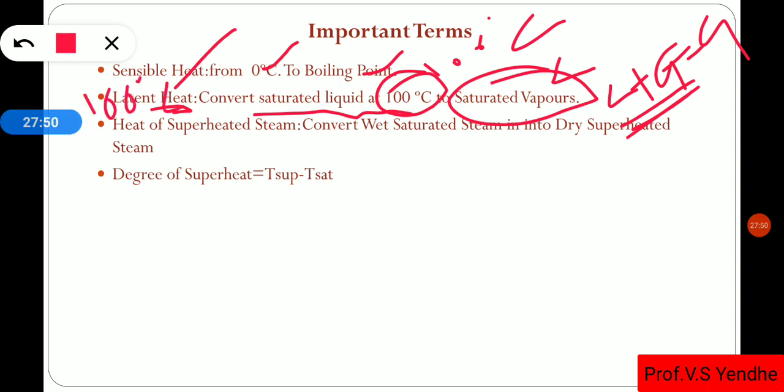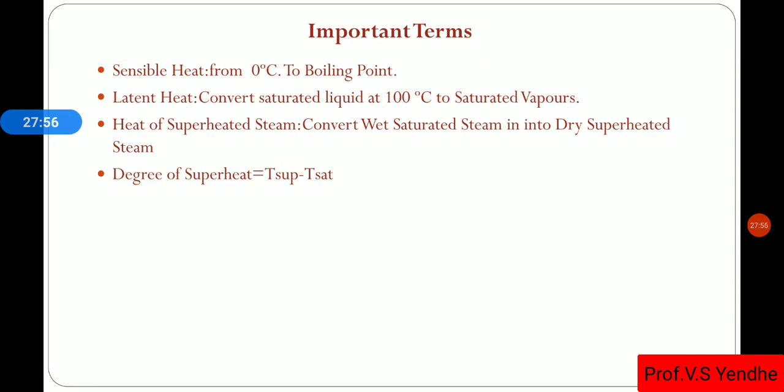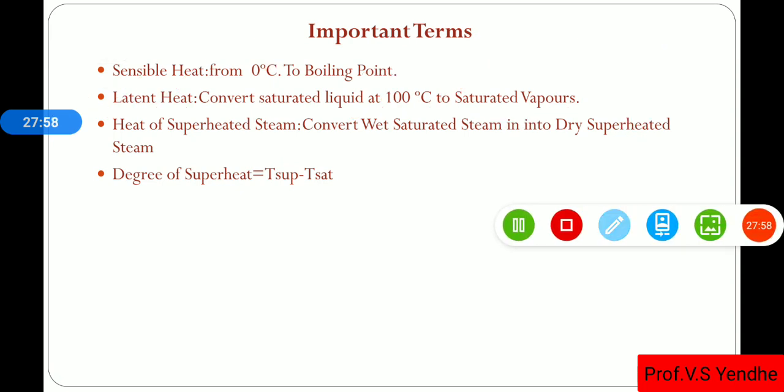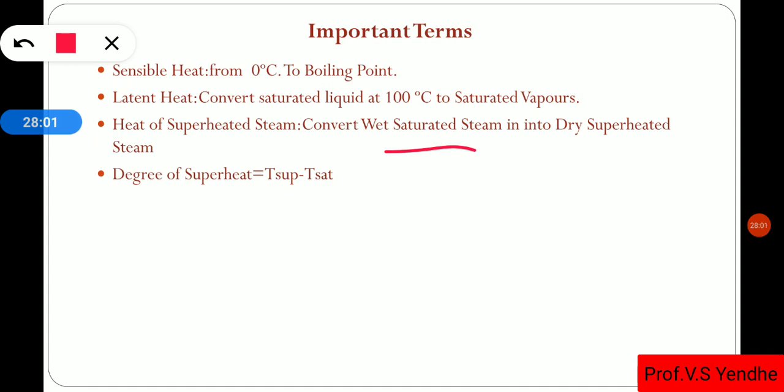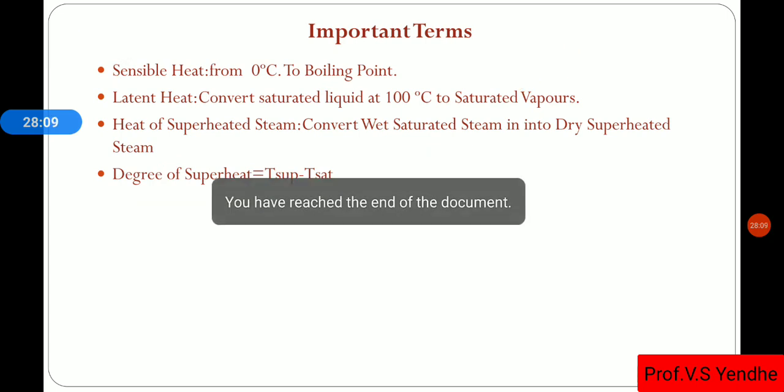Then heat of superheated steam means converting the wet saturated steam into the dry superheated steam. Then degree of superheat is equal to T sup minus T sat. Okay. This is all about our 8th lecture.